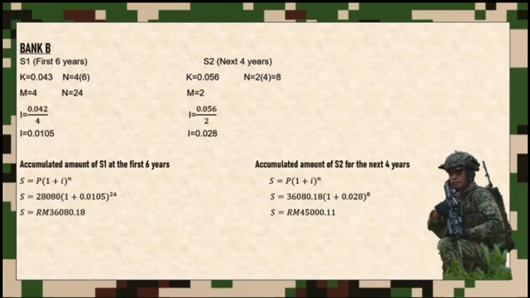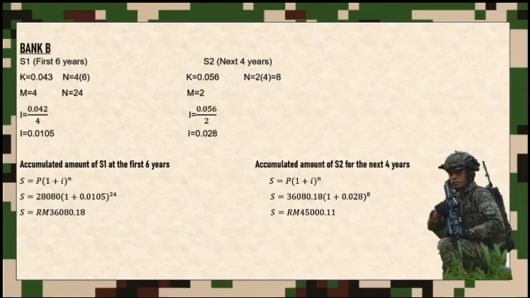P is 2,880 in the bracket of 1 plus 0.0105 at the power of 24, and it equals to 36,080 ringgit 18 cents. That is the accumulated amount for the first 6 years.